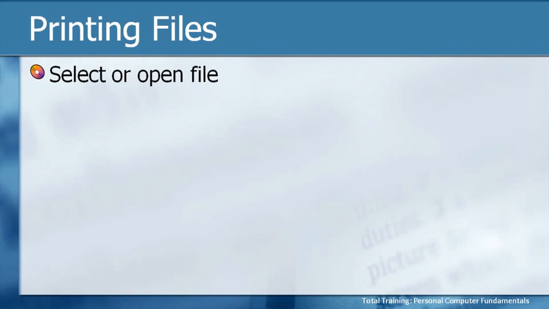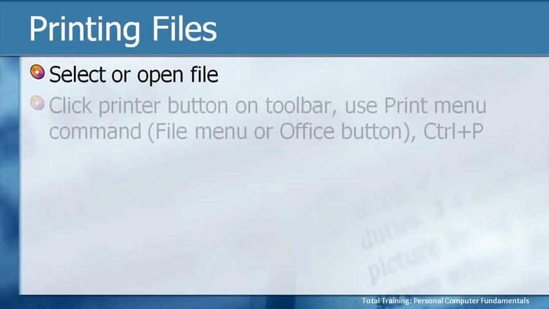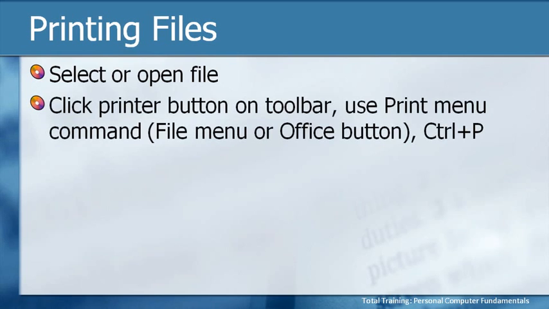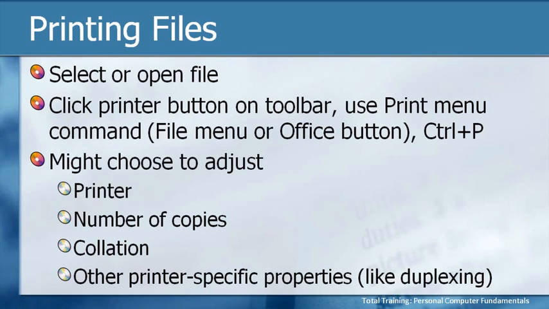Well, first you have to either select or open the file. Then you're going to click the printer button on the toolbar, or you can use the print menu command, usually from the File menu, such as File, Print. If you're working with Office 2007 or Office 2010, you can choose Print from the Office button, or the universal keyboard shortcut for printing is always Control-P, P for print. Once you do one of those things, you're going to see the print dialog box.